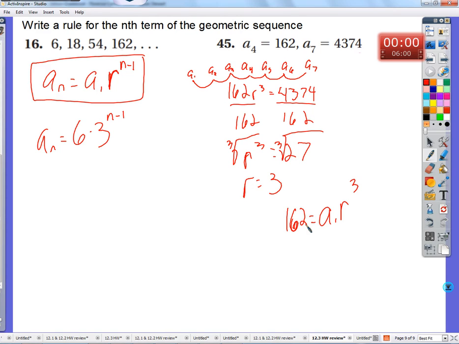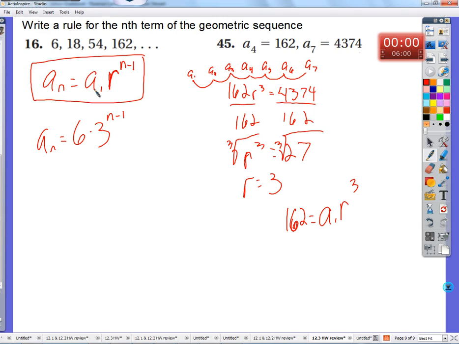So the first way was just take 162. We know that if we go forward, we're multiplying. If we go backwards, we're dividing. So we divide by 3 three times. Or if I think of it the other way, A sub 1 times R 3 times will get me to 162. Here's a third way of thinking about it. All I did right here, really, was take this formula and substitute everything in that I already know, except I don't know A sub 1.